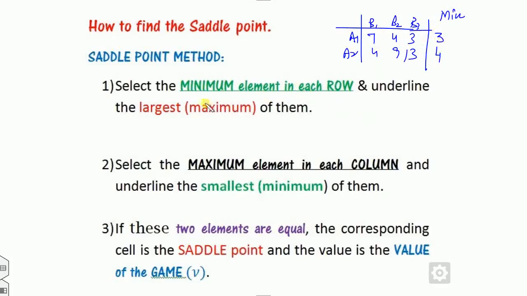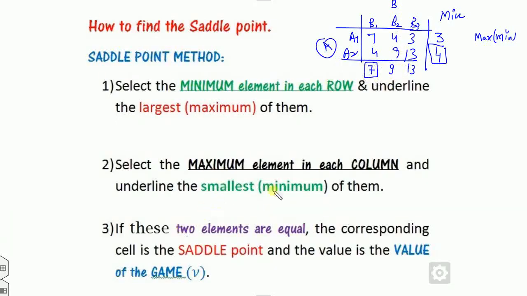Okay, and underline the largest. Because this is the minimum and our task is to maximize the profit for player A, find the max of the minimums. The max of the minimums is 4. Either you can circle that or underline it. Similarly for the columns, since this is the loss matrix, find the maximum among them. That is the maximum loss that has occurred: 7, then 9, then 13. And since it is a maximum, underline the minimum among them. So this is the minimum.